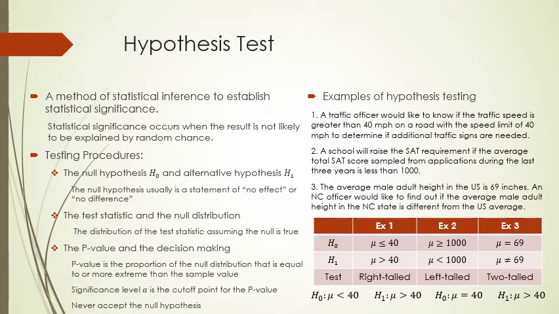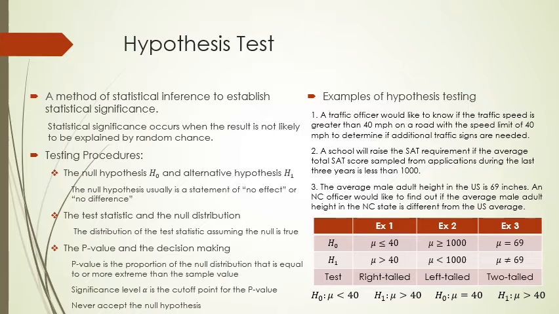The test statistic is a numeric measure of distance from the sample value to what is expected under the null hypothesis. The null distribution is the distribution of the test statistic, assuming the null hypothesis is true. Third, the decision making. The p-value is the proportion of the null distribution that is equal to or more extreme than the sample value.